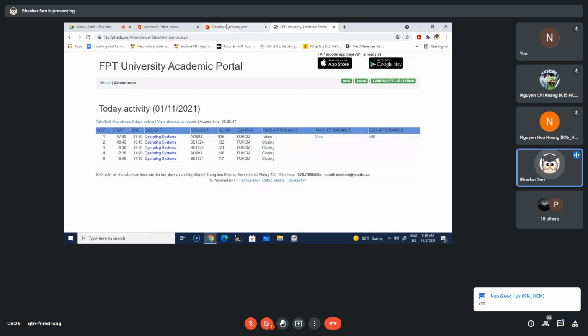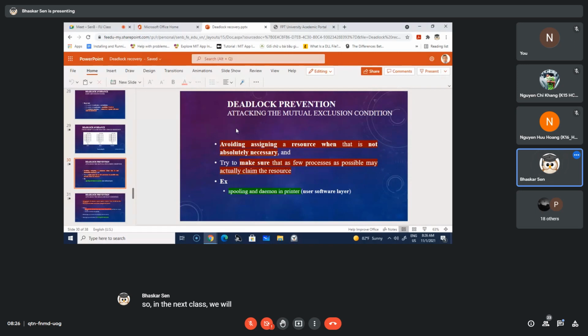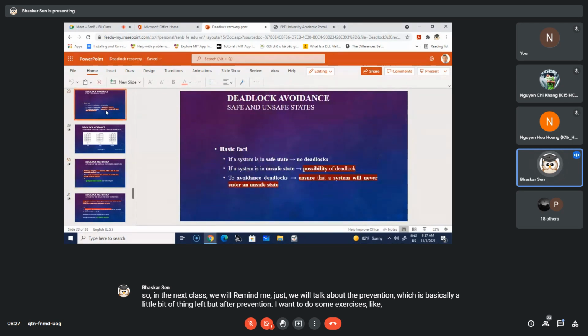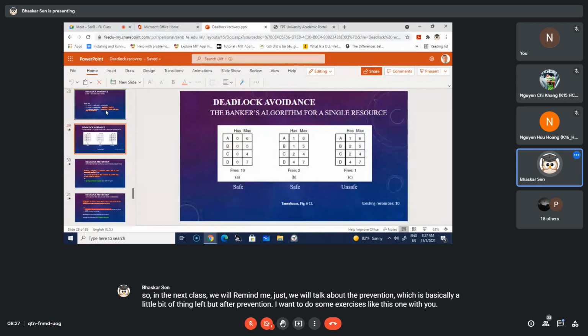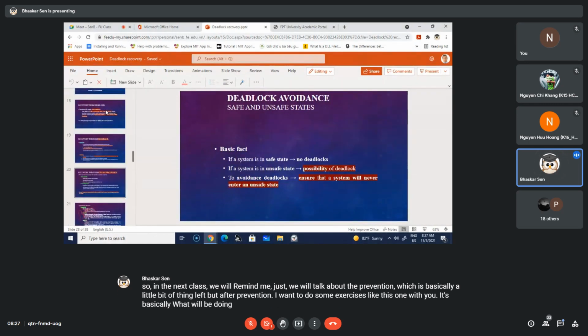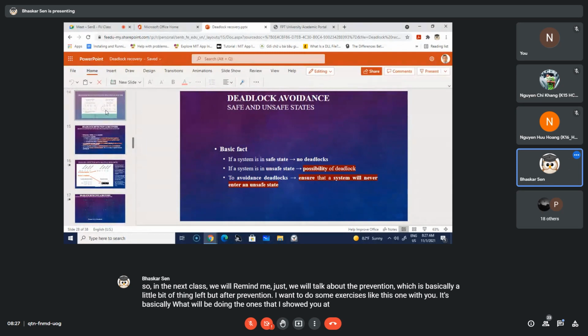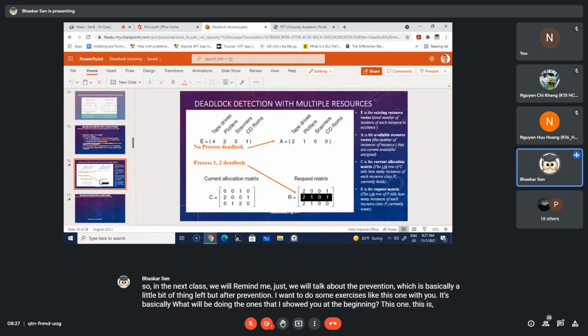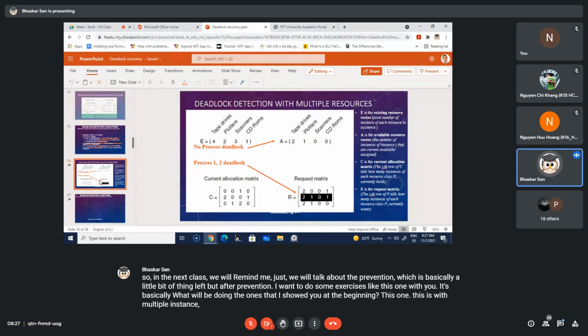So in the next class, remind me, we will talk about the prevention, which is basically a little bit of thing left. But after prevention, I want to do some exercises like this one with you. That's basically what we'll be doing. The ones that I showed you at the beginning. This one. This is with multiple instances, the multiple resources, the same thing.